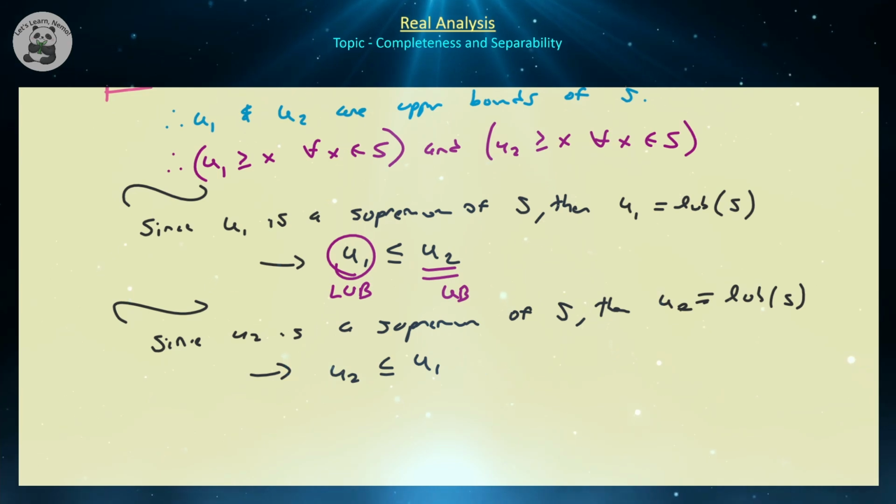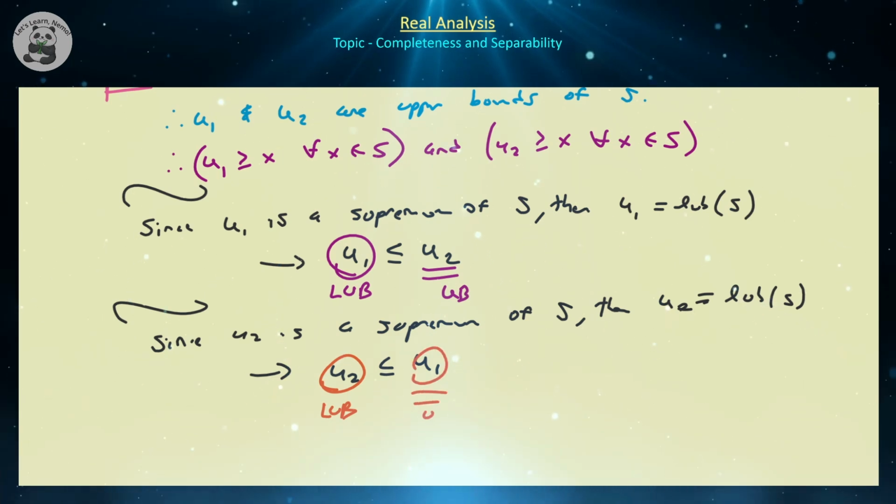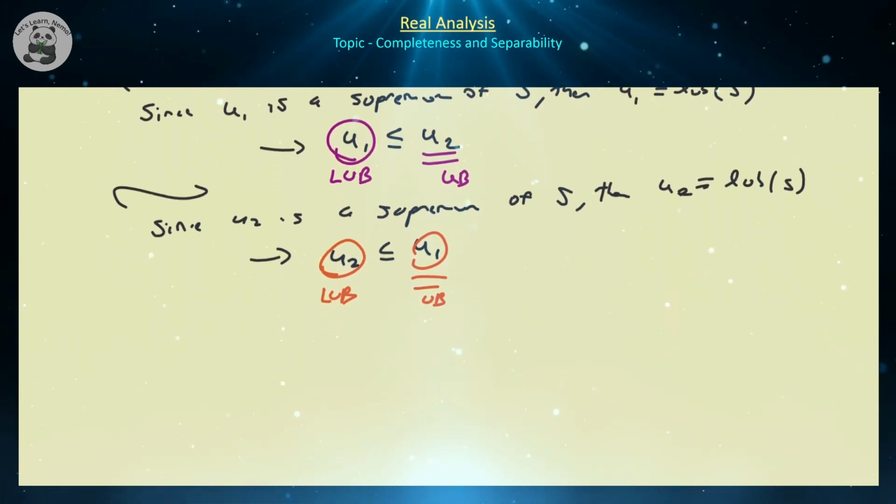And why is that? Well, we know that u2 is a supremum of S. That means u2 is the least upper bound of S. And we know that u1 is an upper bound for S as well, right? And keep in mind, we're working in the set of real numbers, so we can do our typical combinations of inequalities and equations. So from this equation, what do we have?